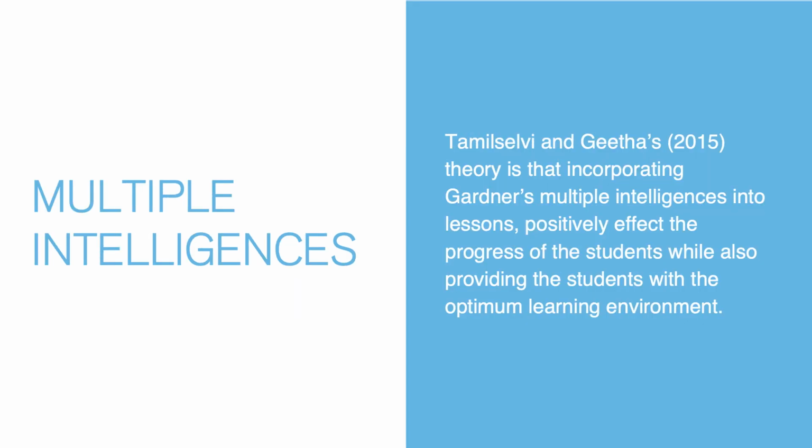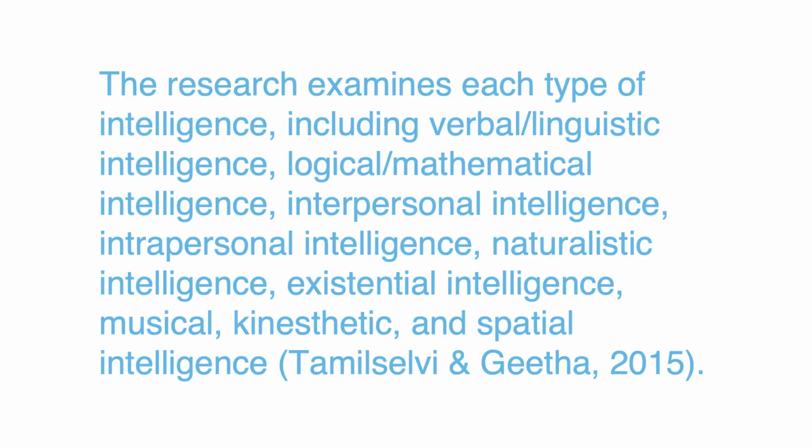Tomaselli and Getto's theory is that incorporating Gardner's multiple intelligences into lessons positively affects the progress of the students while also providing the students with the optimum learning environment. The research examines each type of intelligence, including verbal linguistic, logical-mathematical, interpersonal, intrapersonal, naturalistic, existential, musical, kinesthetic, and spatial intelligence.